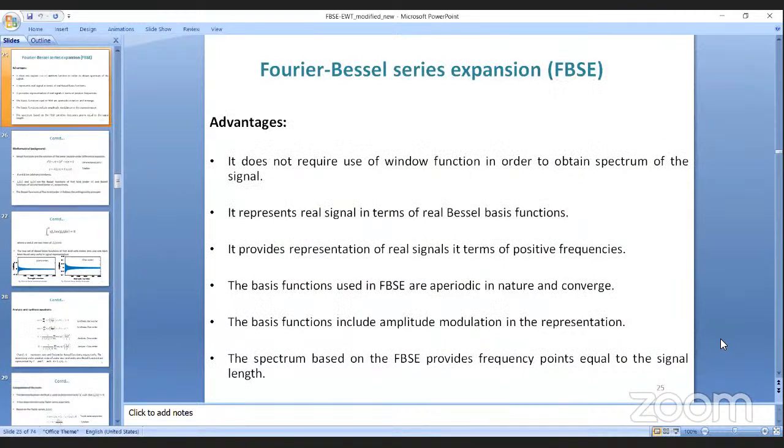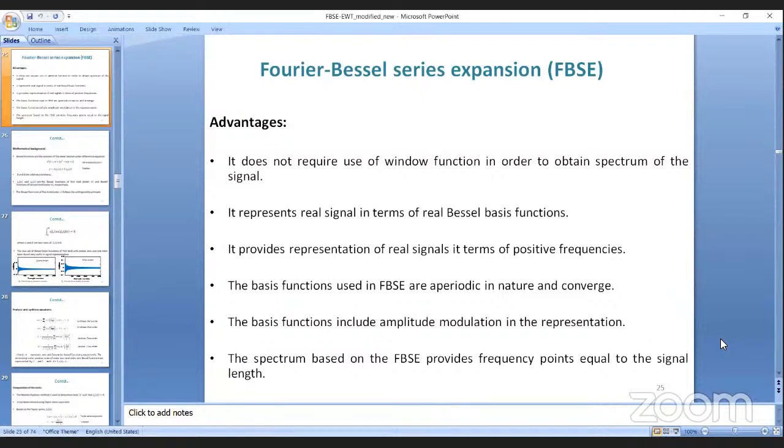And before going to the new technique, Fourier-Bessel series expansion based empirical wavelet transform, let us have a brief overview of the Fourier-Bessel series expansion. This Fourier-Bessel series expansion has some advantages over the Fourier-based representation that we have seen in the beginning of this talk. Fourier-Bessel series expansion, we will call it FBSE, has various advantages. Like it does not require the use of a window function in order to obtain the spectrum of the signal.